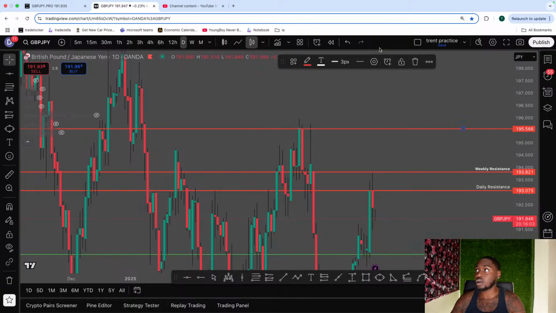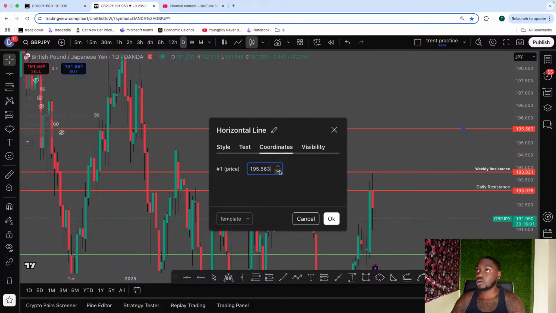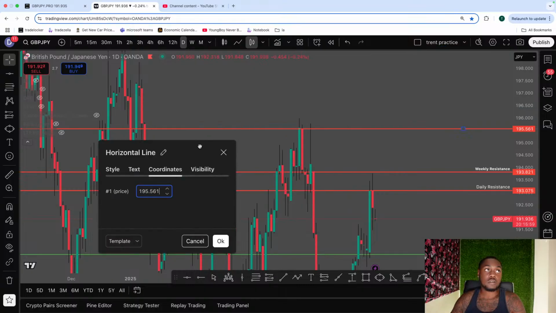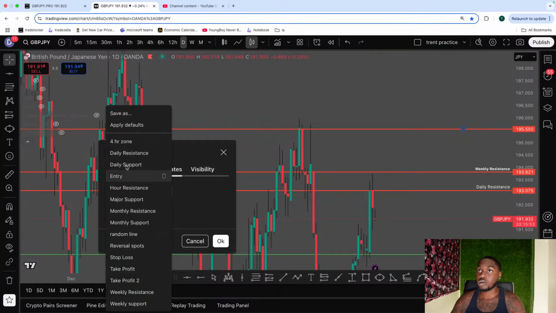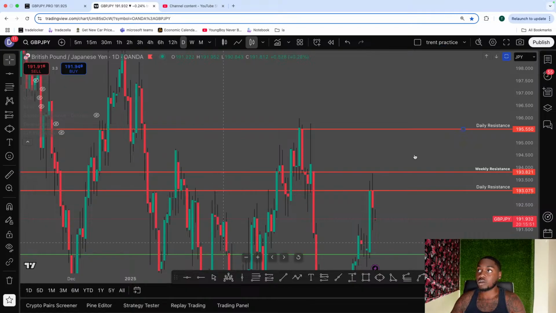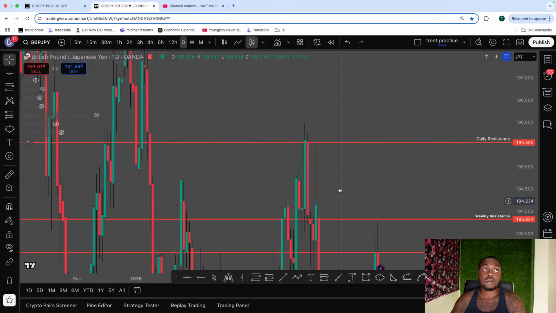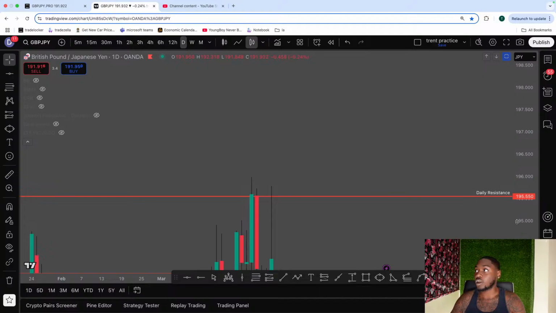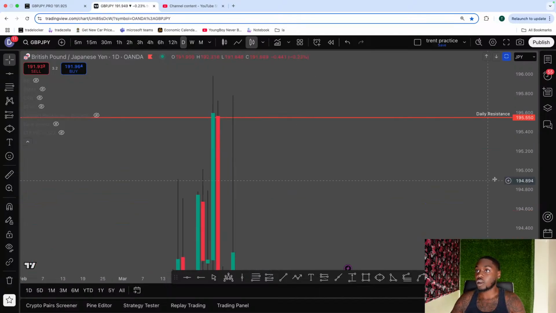And let's see where the price opened at. Looks like 195.550. Make a daily resistance. Because I'm trying to get on the open of these candles. The more precise I am with my zones and my lines, the better that will be.